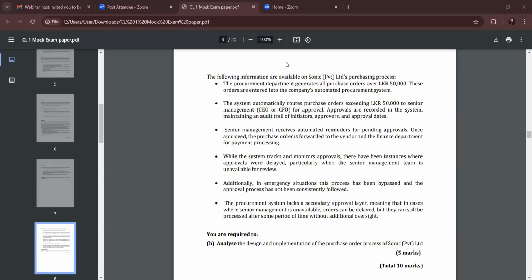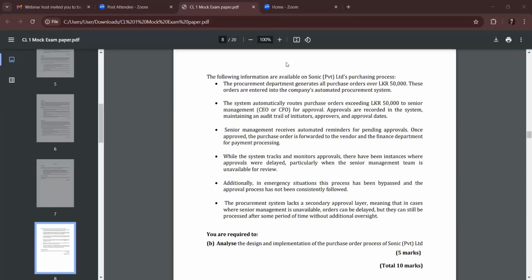Children, procurement purchase order function. Can you remember? Once the requisition is raised, supplier selection, purchase order done, three-way matching. Remember the process. See whether there is a weakness in the design and implementation of the purchase order process. Are there any weaknesses? Shall we read?